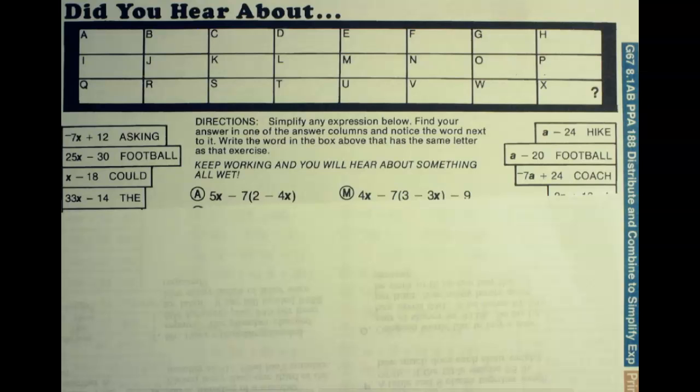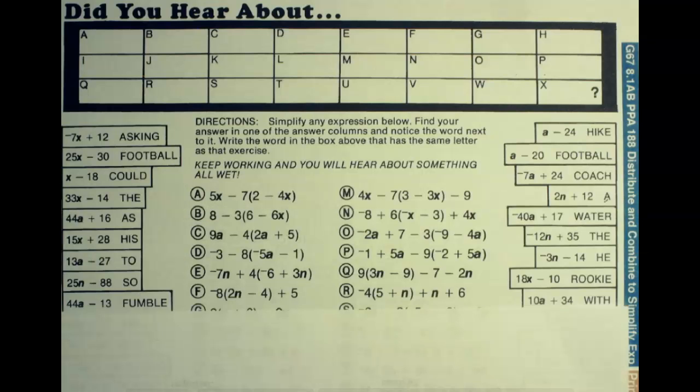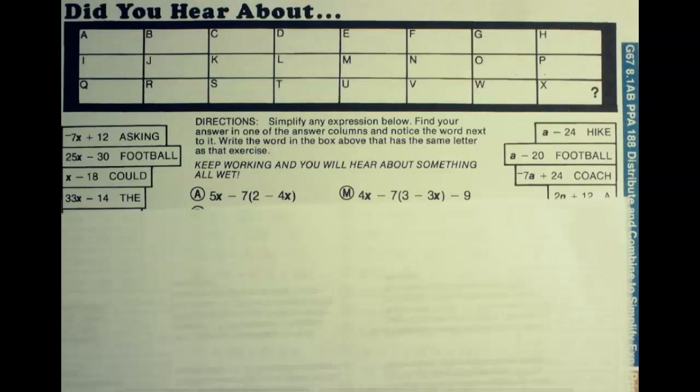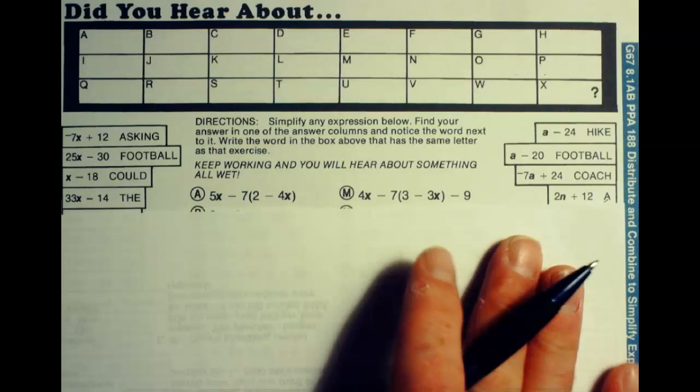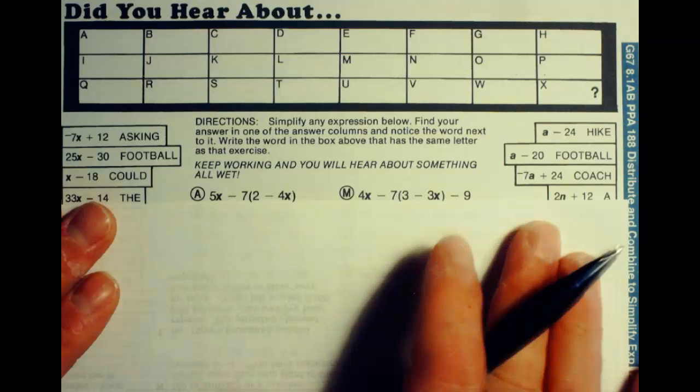Today we're going to be working on G67 8.1AB PPA 188, the distributive property. And I've got an extra sheet of paper here that I'm going to slide up just because this is a tough sheet. I think you're going to need to do these in your notebook or an extra sheet of paper. I know I certainly am. Here's the way I'm going to do this.